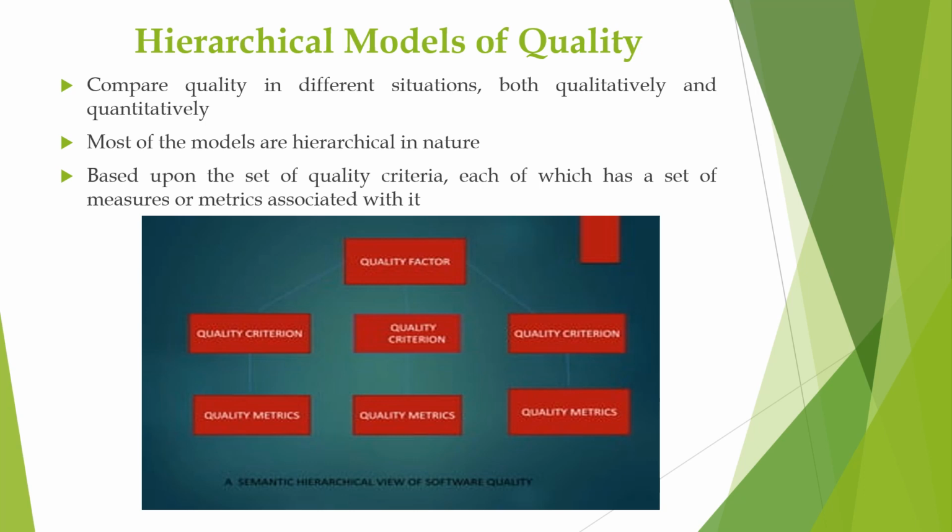That criterion will be measured or assessed using some quality metrics. Usually these metrics will have some formulas or methods to measure the quality. After these metrics have been measured, they are mapped to the criterion, and after all the criteria have been predicted, they are mapped to the quality factor.